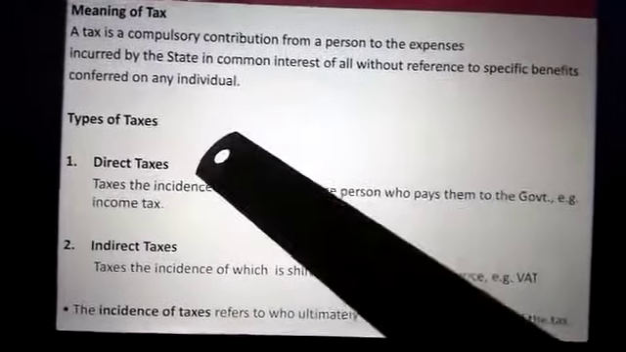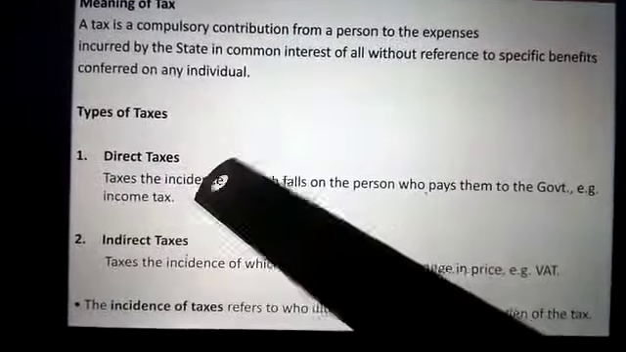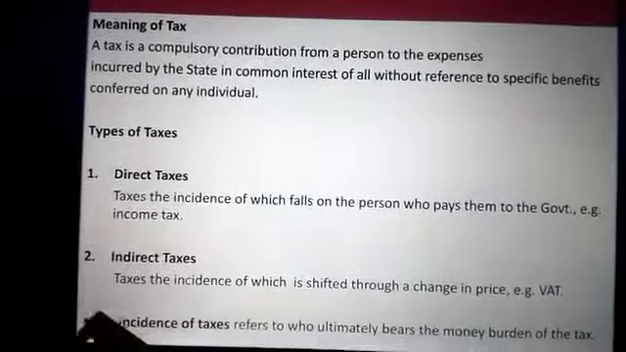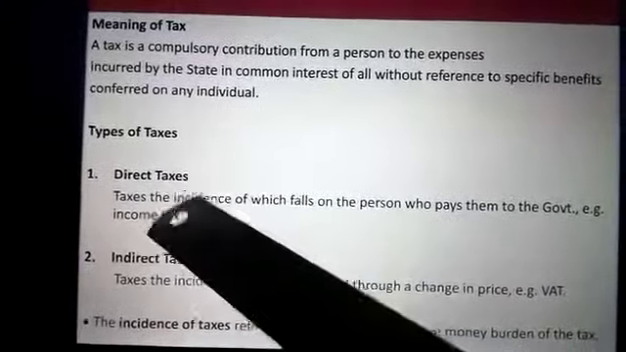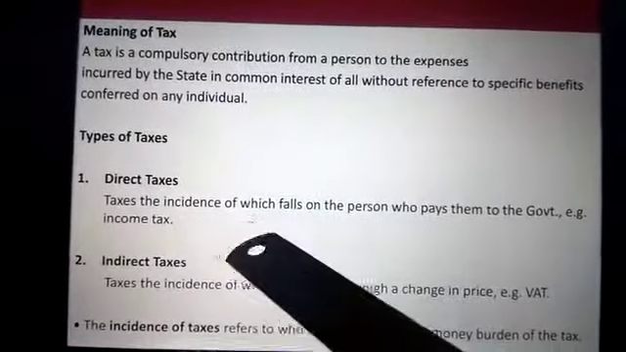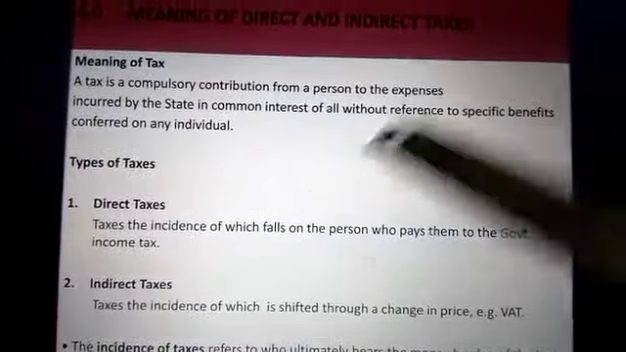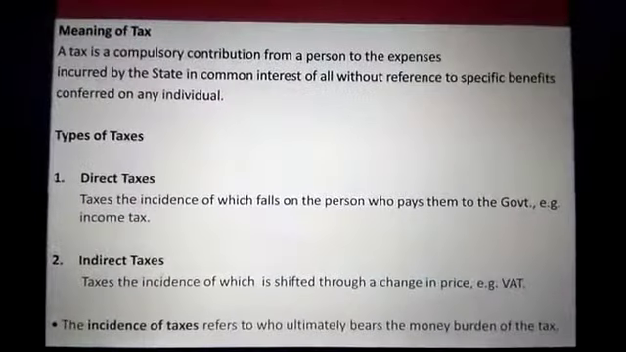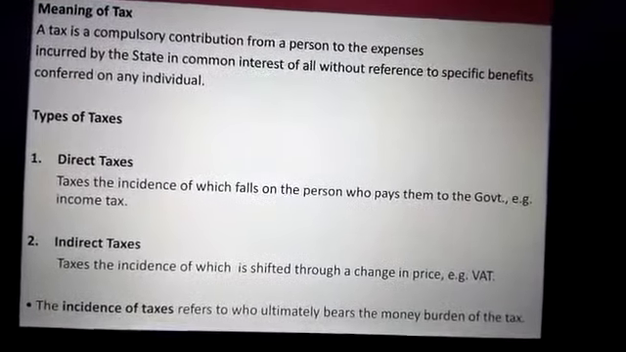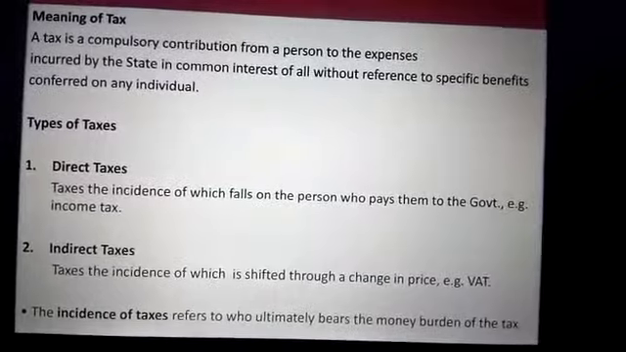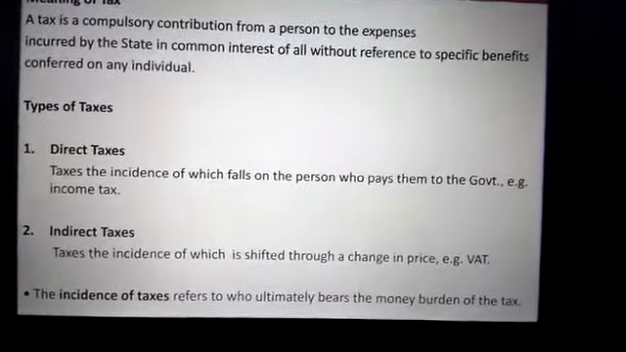Then, basically there are two types of taxes. One is direct tax and the second one is indirect tax. Direct taxes are the ones, the incidence of which falls on the person who pays them to the government. For example, income tax. That means if I am supposed to be paying income tax, nobody else will pay for me. I will have to pay it.